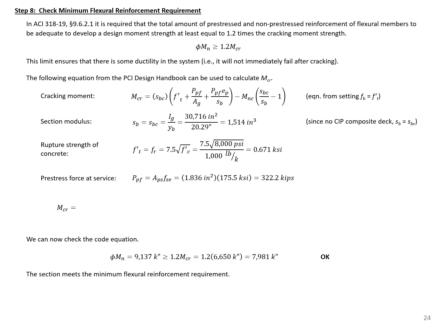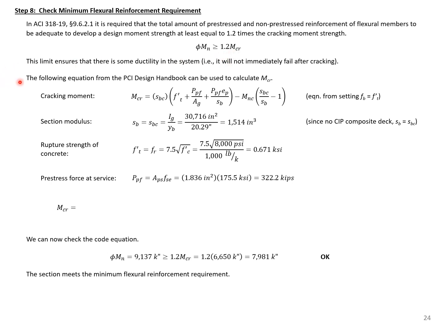Next, we can check the minimum flexural reinforcement requirement. This requirement says that our factored nominal capacity needs to be greater than or equal to 1.2 times the cracking moment strength. This is essentially a ductility requirement, ensuring that our beam doesn't crack and then immediately fail. We want our beam to crack and then have some excess capacity so that the cracks give us warning that a beam is nearing failure. So that's a built-in safety factor here.